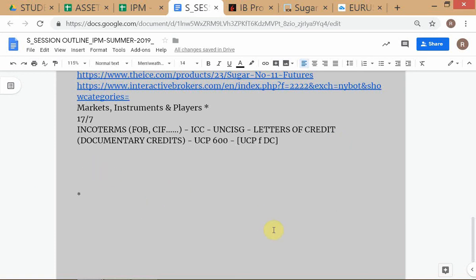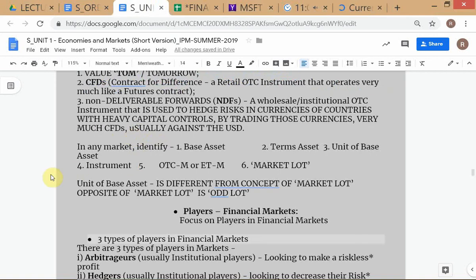All right. So in between you have this detour. Now we are going back to this. So here we should add market lot.